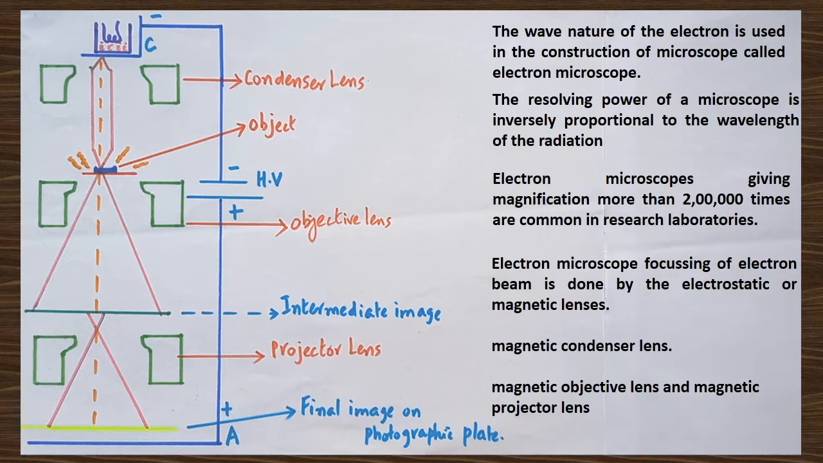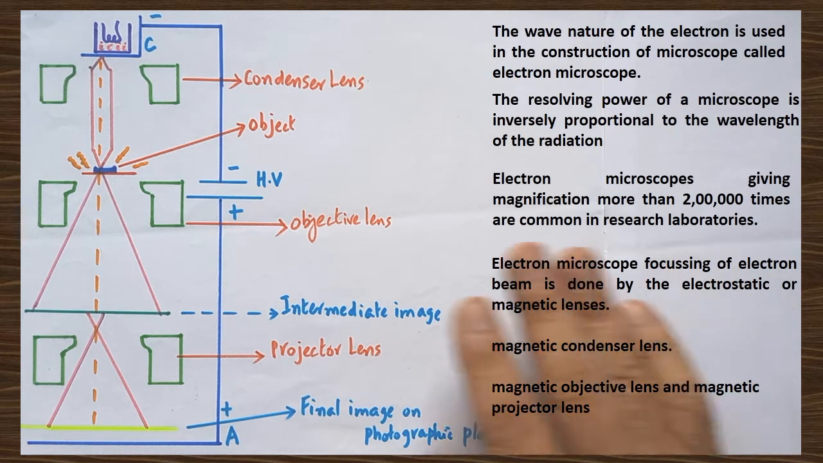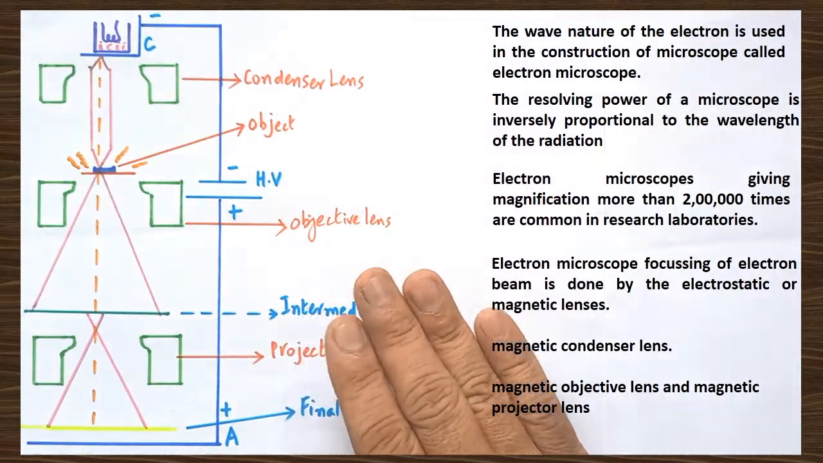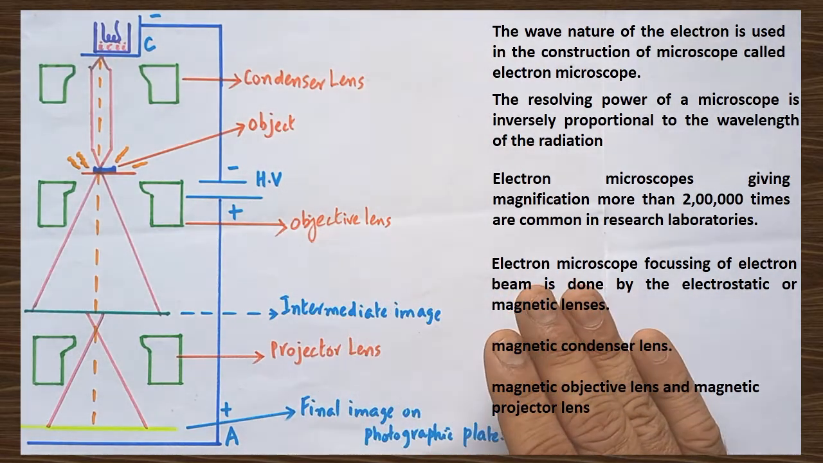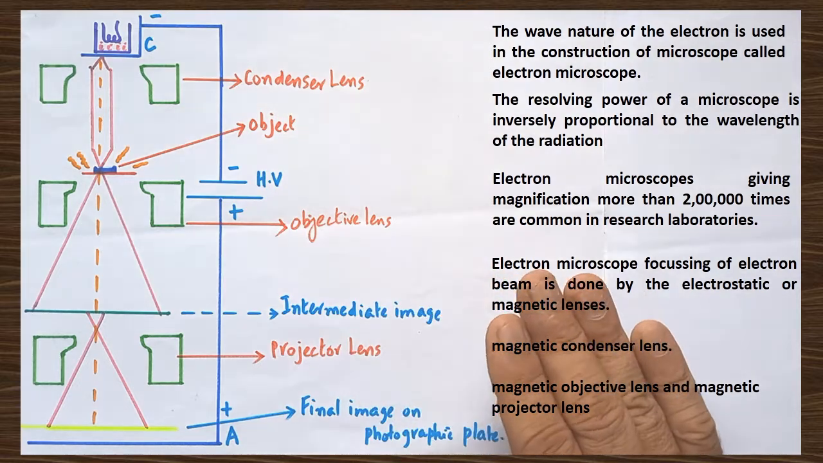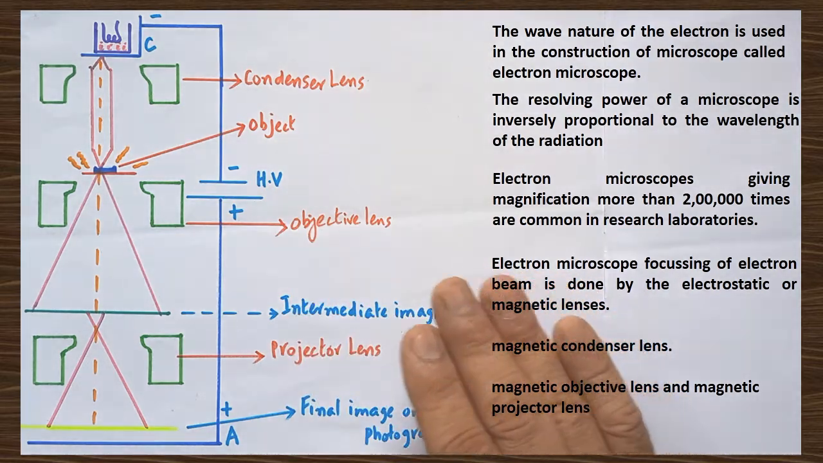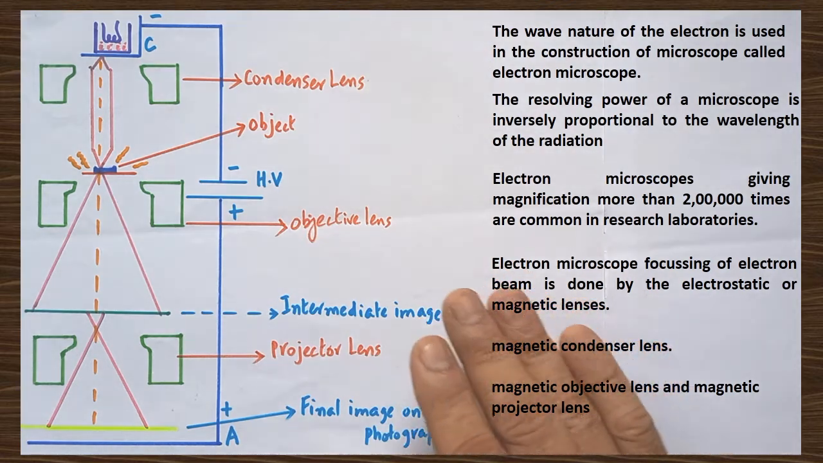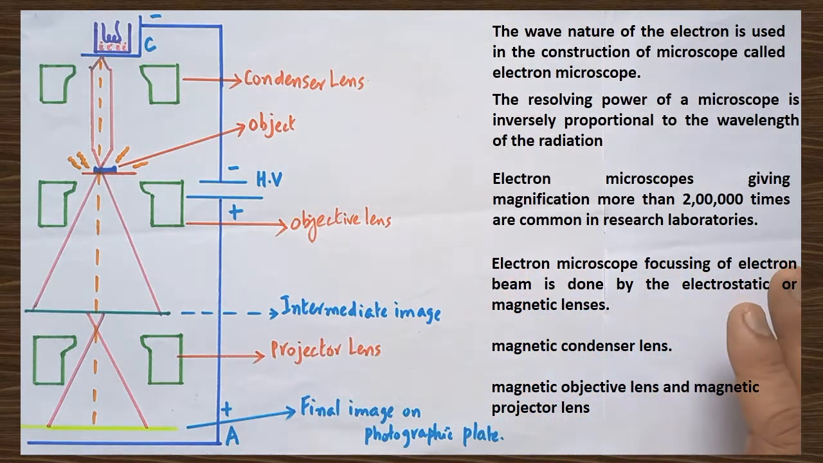In this presentation, we are going to see the construction and working of the electron microscope. The electron microscope is given in the 8th chapter, dual nature of matter and radiation. This is the direct application of the wave nature of particles. It is one of the important appliances in the field of scientific research. In most research laboratories, you could see the electron microscope.